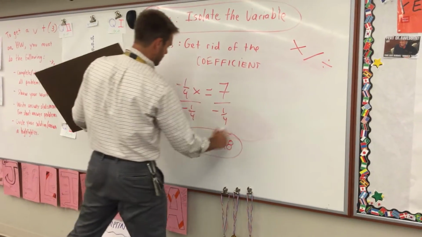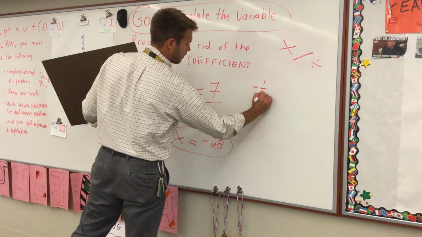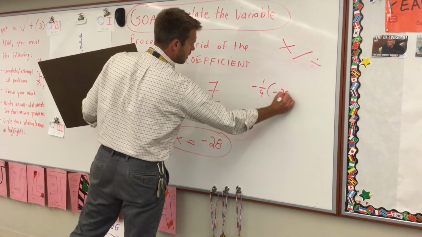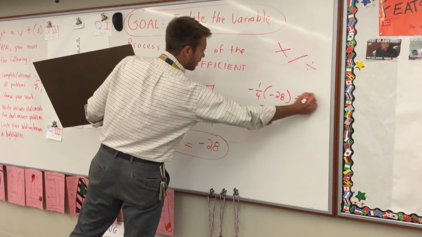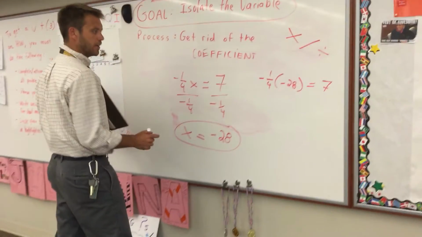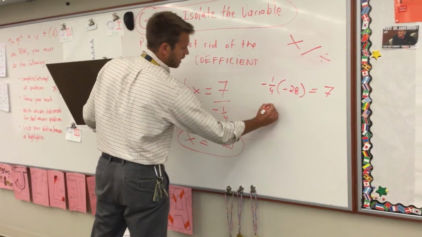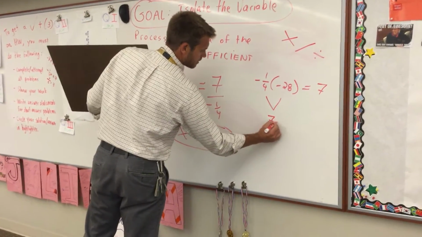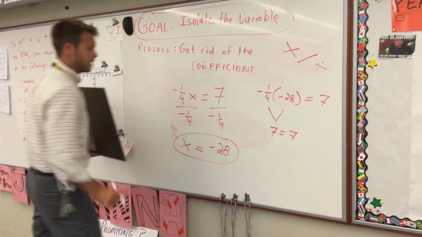I would check this again, do the same check. I would plug this into where x is, so -1/4 times -28. By the way, you know it's a negative solution because the product over here is 7, so this number and that number have to be negative. I know that that ends up being 7 equals 7.